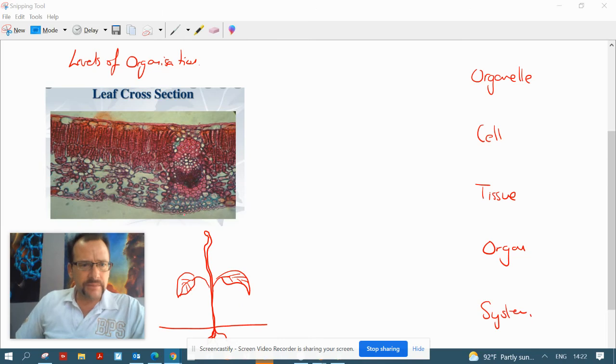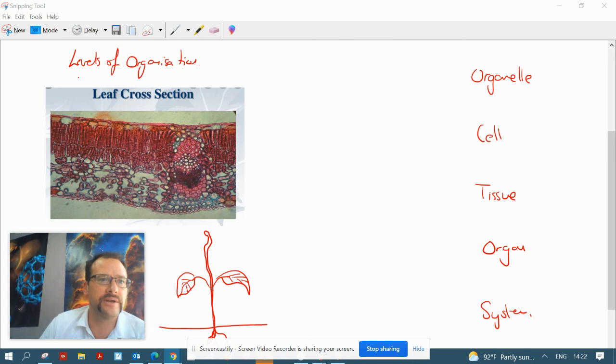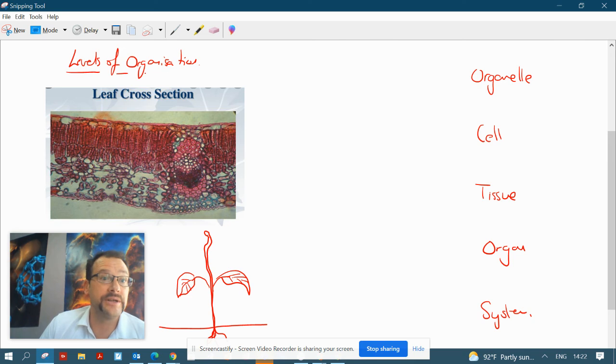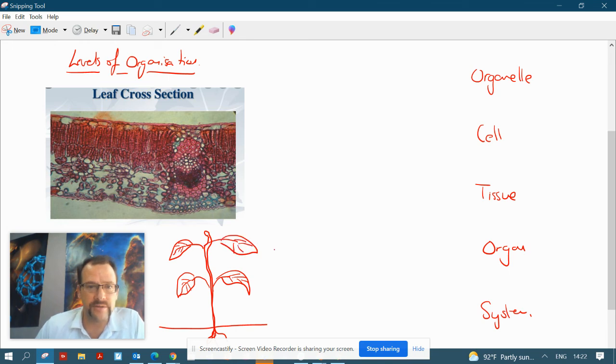Hello everybody. Another video. We're going to have a little look today at levels of organisation. So we're going to look at how organisms are arranged. And we have an organism here. Excuse my artwork. It's not brilliant, but hopefully you can all see that this is a plant. Okay. So on that level, organism, we start with the organism.